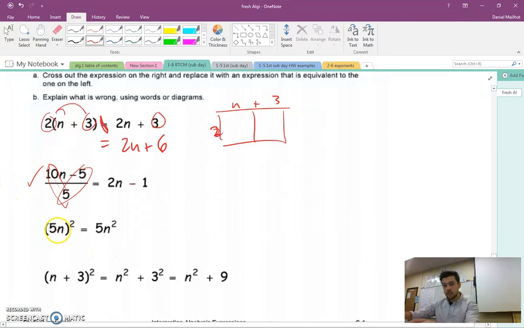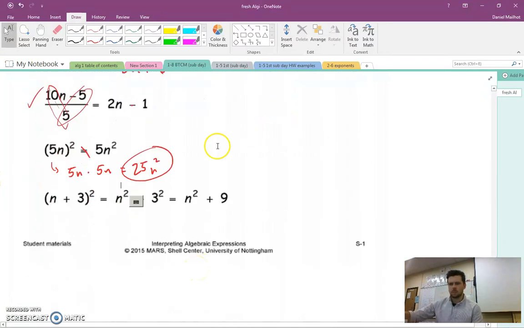Oh, this one's like the one we just did up top. These are not the same. 5n squared really means 5n times 5n. Well, 5 times 5 is 25. n times n is n squared. So no, they're not the same. That's what you should have. Last one.